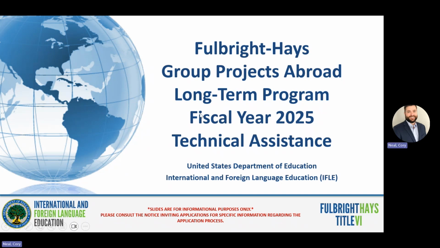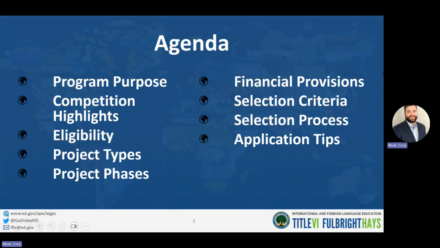Okay, today for long-term projects, we are going to talk about the purpose of the GPA long-term program, the competition highlights as referenced in the NIA. We'll discuss the eligibility requirements for applicants and participants. We will discuss project phases for the long-term project, financial provisions, the selection criteria, the selection process, and then I'll go over some application tips and organization tips.